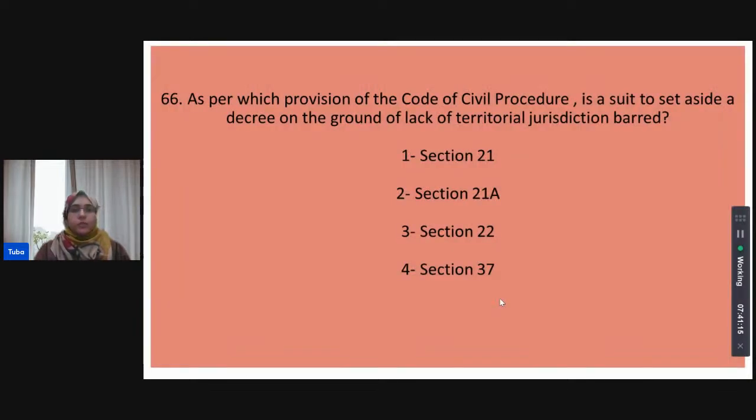As per which provision of CPC is a suit to set aside a decree on the ground of lack of territorial jurisdiction barred? What is barring the suit to set aside a decree on the ground of lack of territorial jurisdiction? What section deals with it? Section 21, Section 21A, Section 22, or Section number 37?